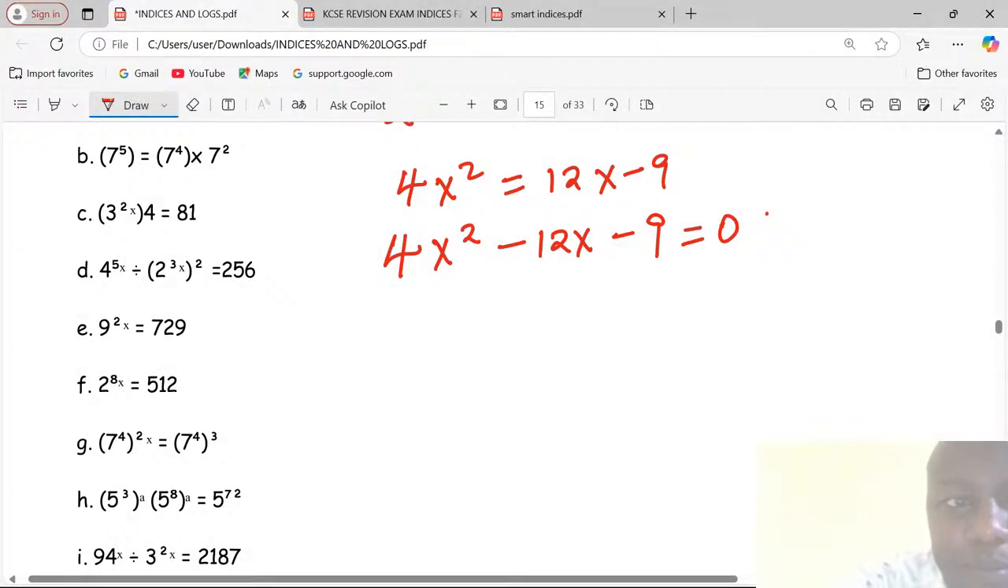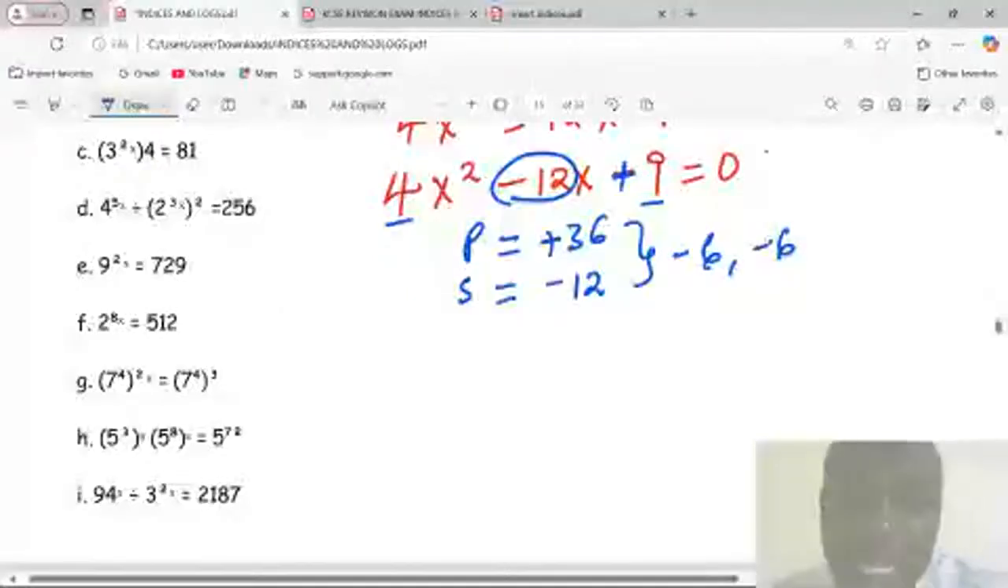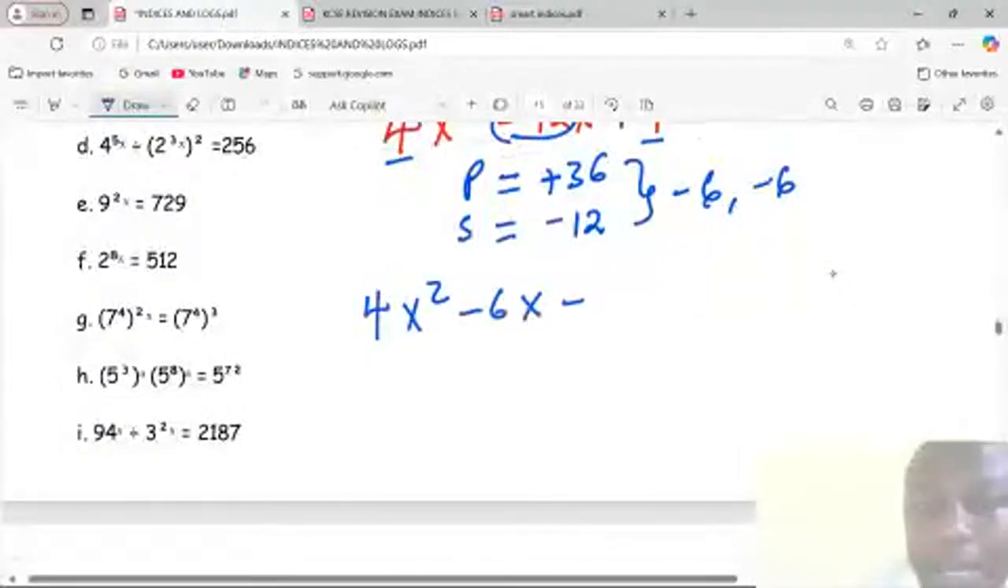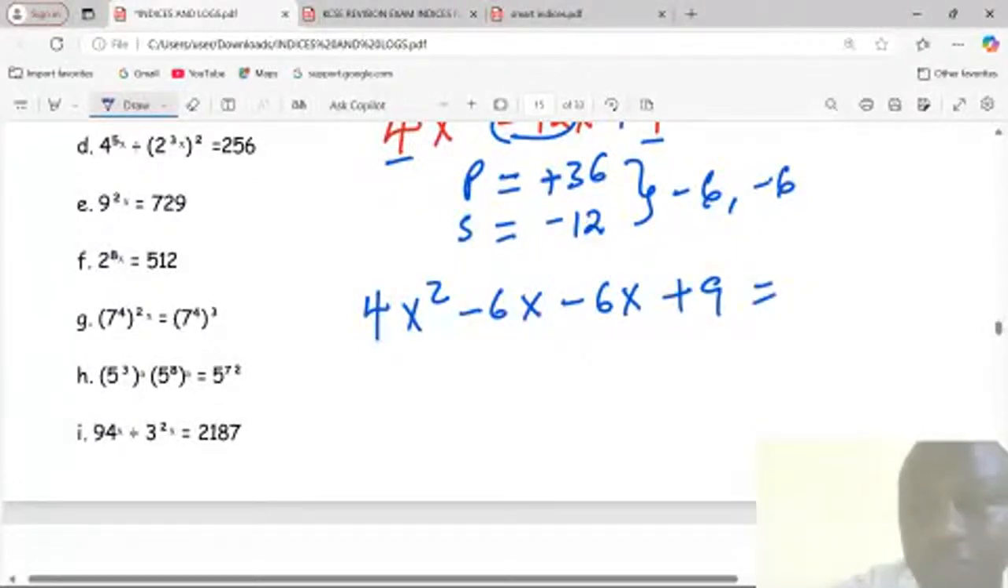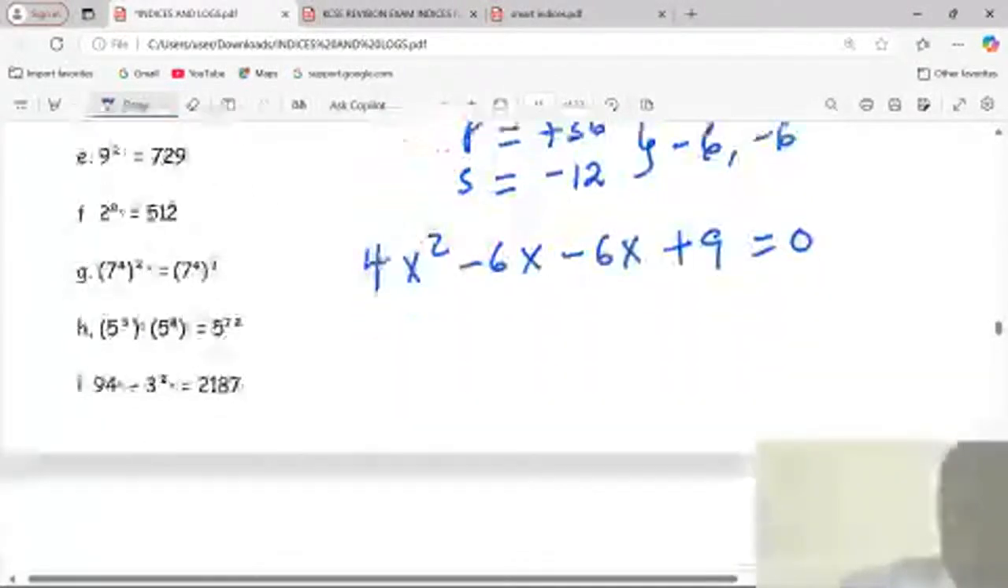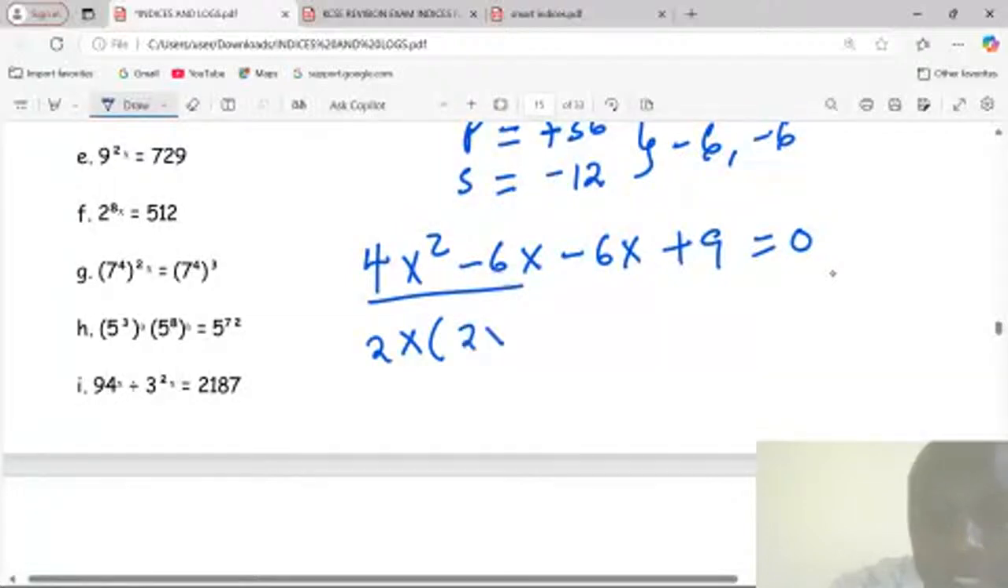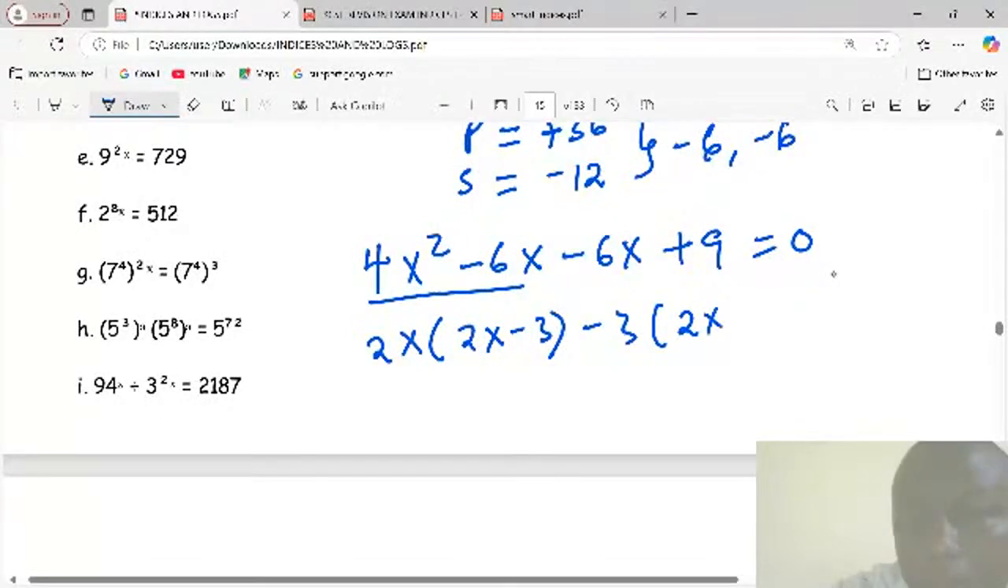So we can talk of a multiplied by c. Let me change my ink. 6 and negative 6. This is going to be 4x squared minus 6x minus 6x again plus 9 equivalent to 0. So in the first two, let's factor out 2x. So 2x is common. We remain with 2x minus 3. Then minus 3, we remain again with 2x plus the value of 3. This is equivalent to 0.